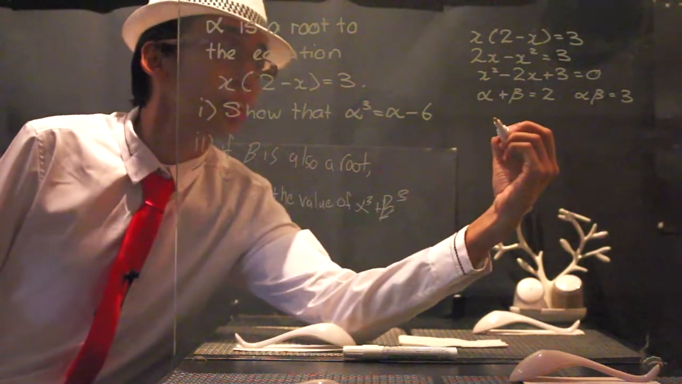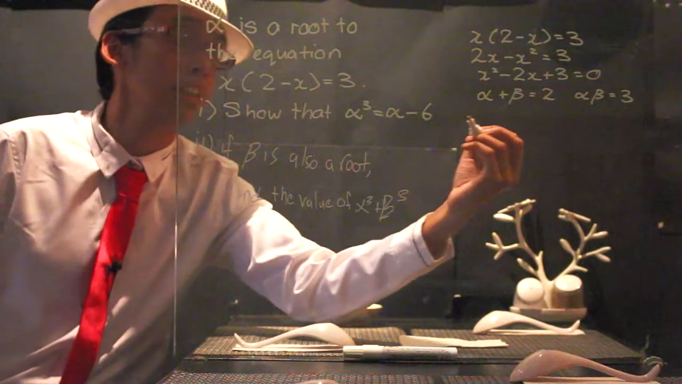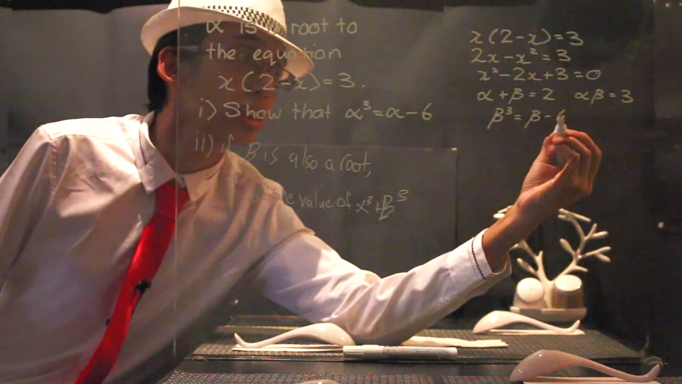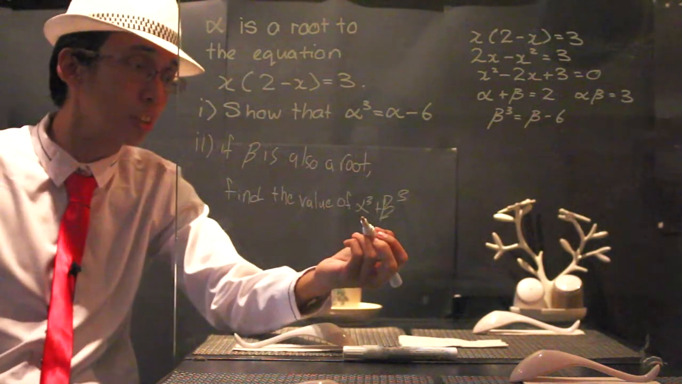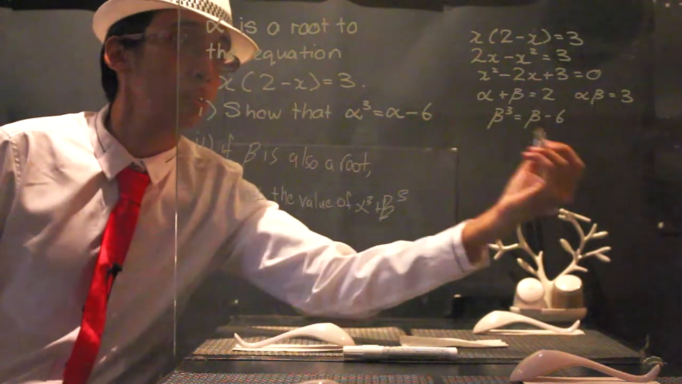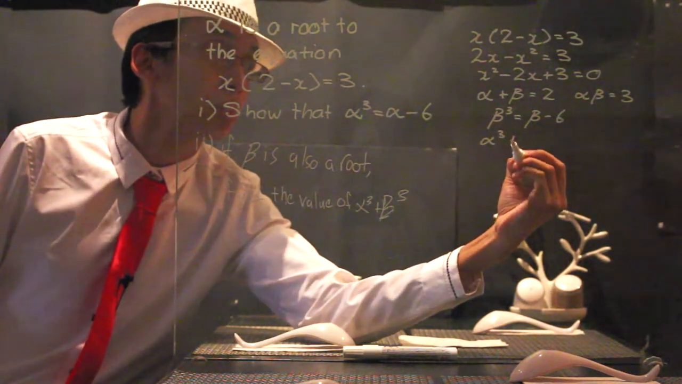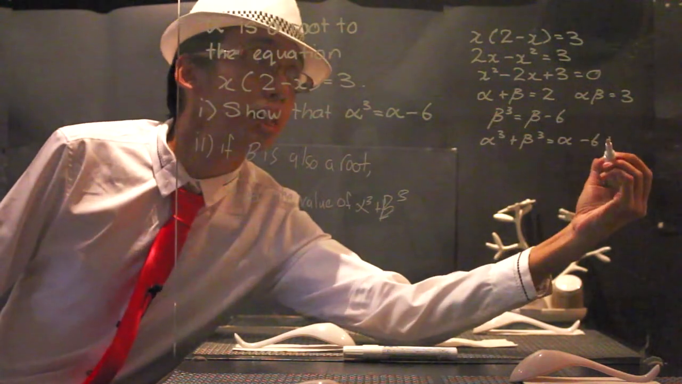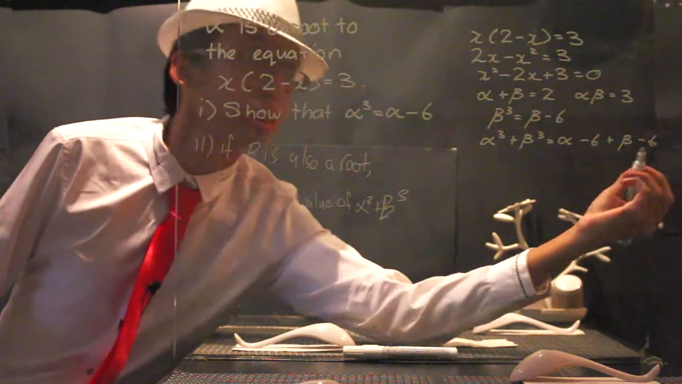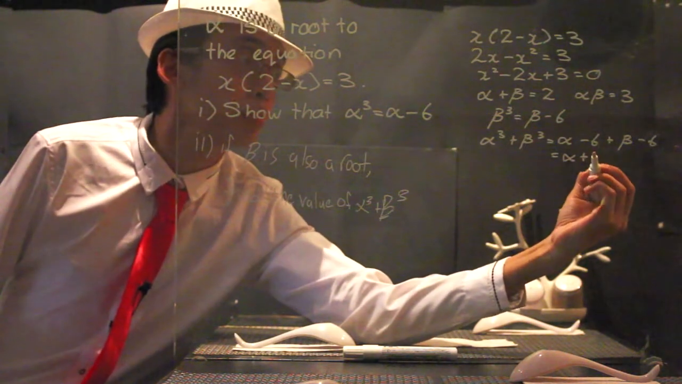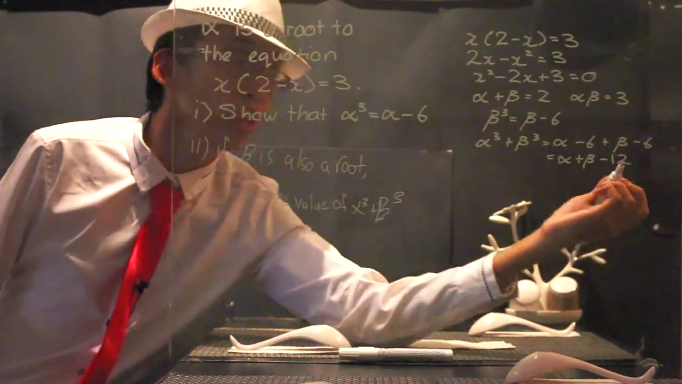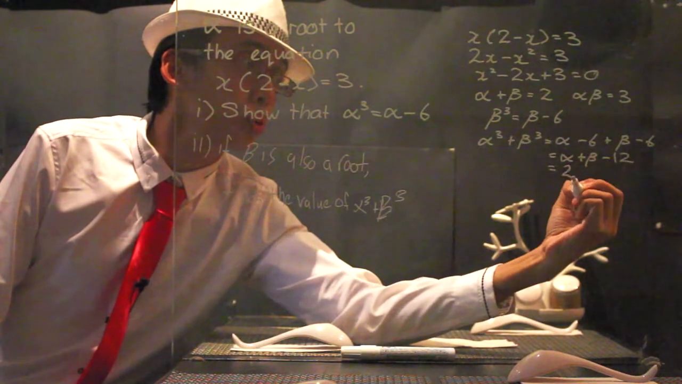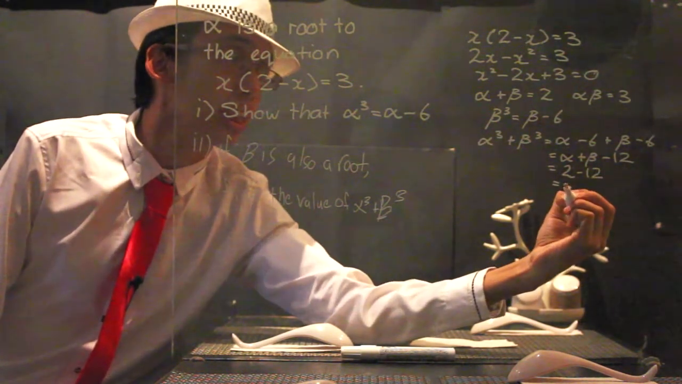Since just now we got alpha cube equals alpha minus 6, similarly, beta cube equals beta minus 6. Since the question now wants alpha cube plus beta cube, we just add these two together. So alpha cube plus beta cube equals alpha minus 6 plus beta minus 6. So we got alpha plus beta minus 12. From here, alpha plus beta is 2. So we substitute it into here, we get 2 minus 12, which is negative 10.